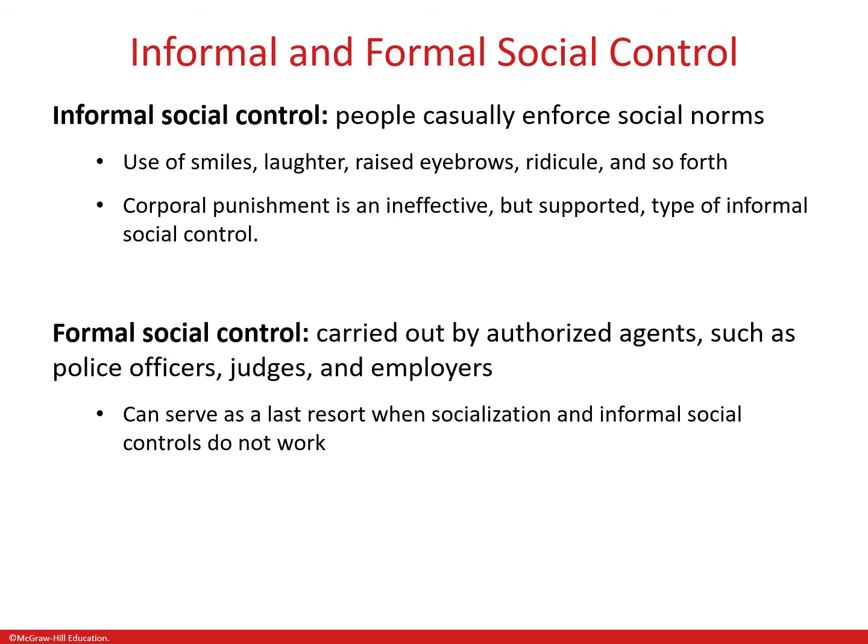Formal social control is carried out by authorized agents such as police officers, judges, school administrators, employers. And some examples are sending someone to prison, imprisonment, speeding tickets, the death penalty. So these can serve as a last resort when socialization and informal social controls do not work. We mentioned earlier prison and the death penalty. Approximately 1 out of 30 adult Americans are sent to prison every year.